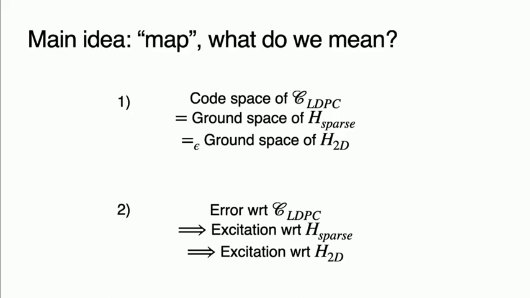And similarly, if an operator is an error with respect to the code, then it has to become an excitation with respect to the Hamiltonian we're going to obtain. The reason why we want that is we don't want, essentially, small errors to creep up in the new system.